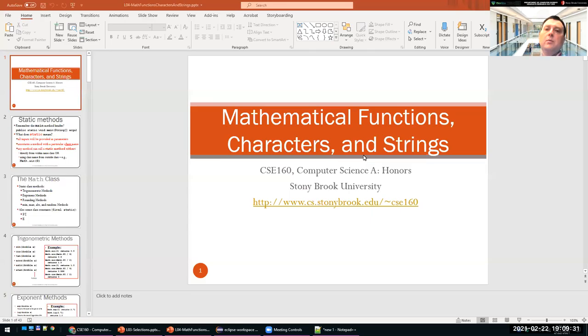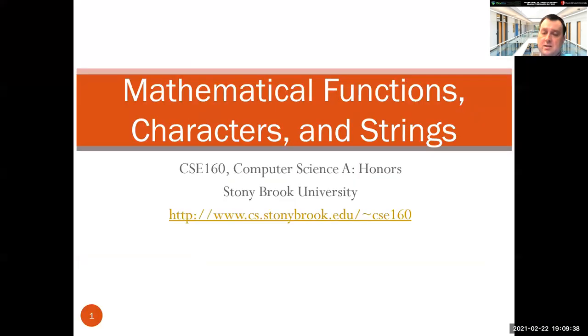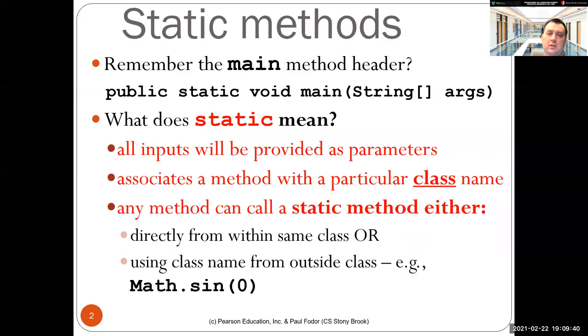So we'll also talk about mathematical functions, characters, and strings. Basically, we'll start with what a function is. Remember the main method. The main method had the signature: public static void main(String[] args).